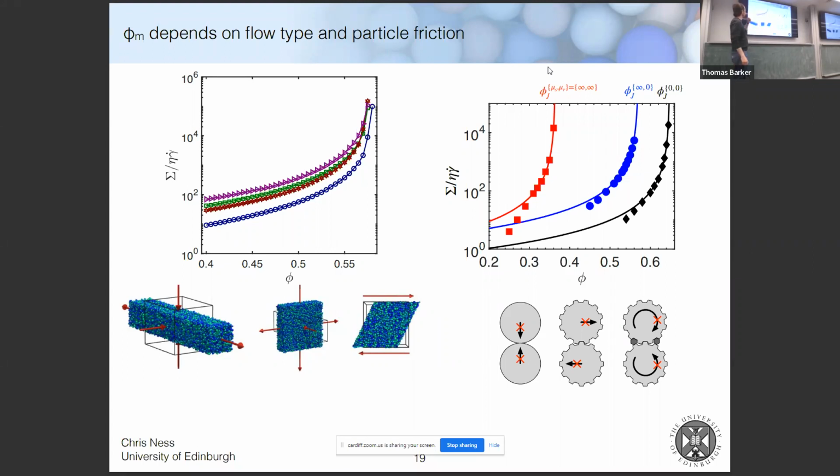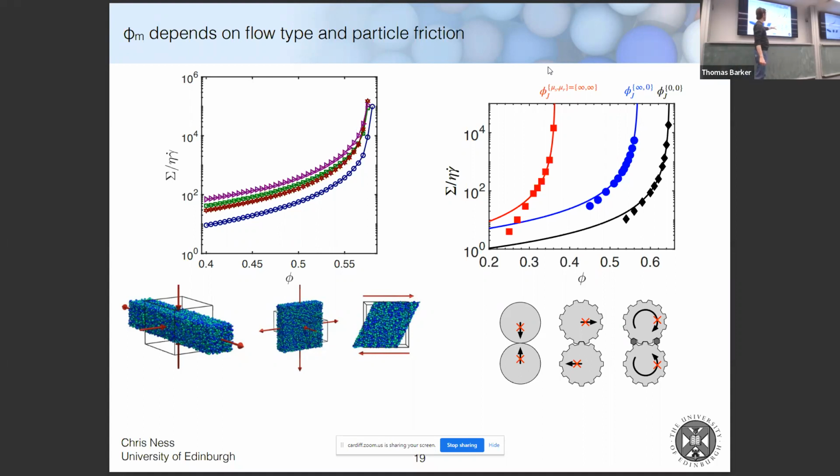Both of these preserve the volume. So if you measure the relevant component of the stress against volume fraction in each of these cases, you find that they're qualitatively the same, but the numbers are actually a little bit different. So it doesn't matter which one's which, really. The blue one is the shear, and the other colors are the various types of extensional flow. What's important, though, is that you find that the phi m, the limiting volume fraction, is very slightly different for each of these cases.